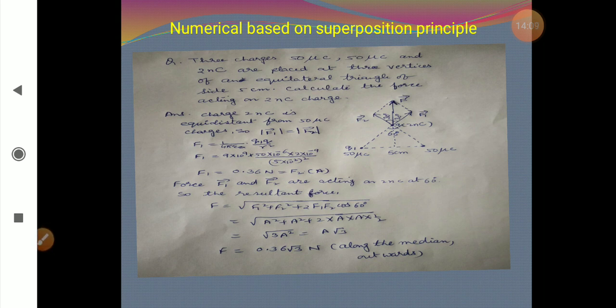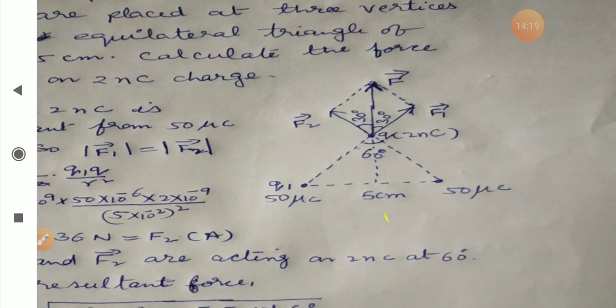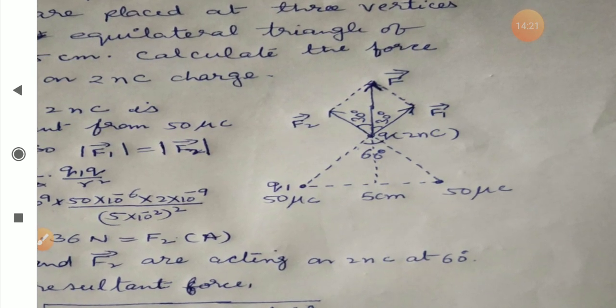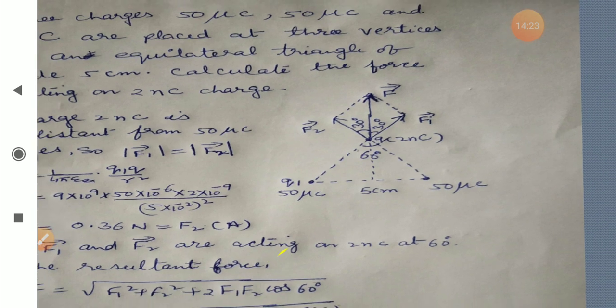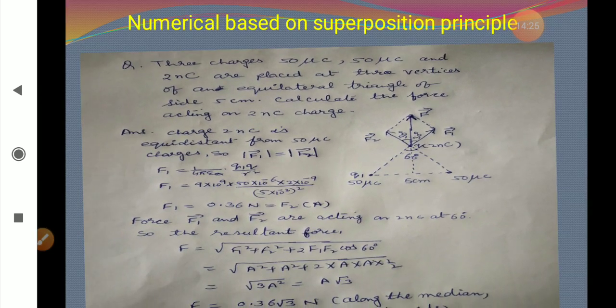So sometimes the forces are along the same direction, along the same line. Then you can always take their algebraic sum. But if they are not along the same line, you need to take up these vector additions. And there are many such possibilities.